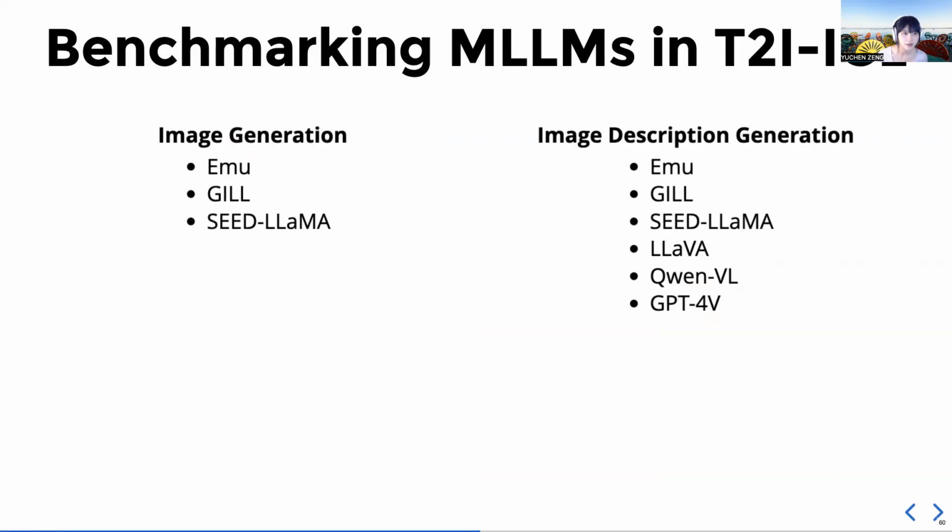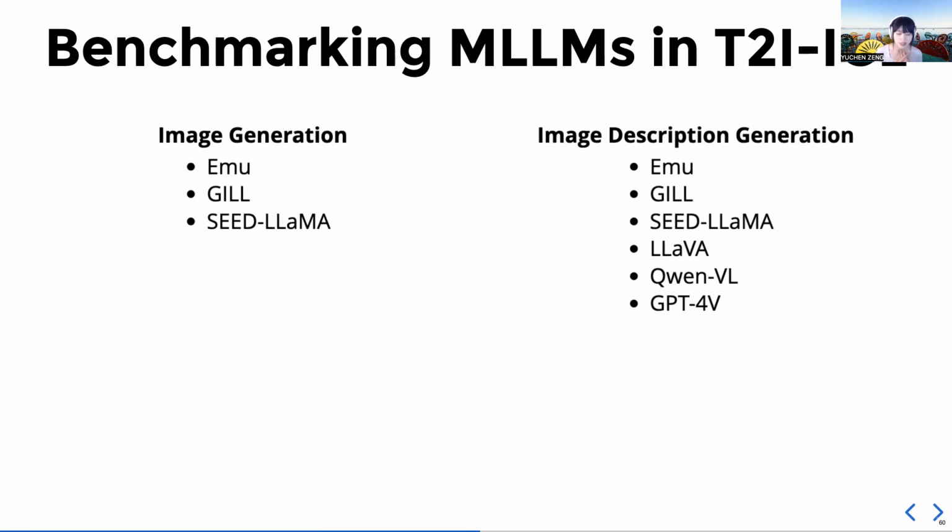So actually, we know that there are some MLMs that are able to generate images, such as EMU, GILL, and SEED-LLaMA. But there are many more famous MLMs that do not possess this capability, such as LLaVA, Qwen-VL, and GPT-4V. We know that if we use ChatGPT, it can generate images, but that's not GPT-4V. What they're doing is calling the diffusion model, DALL-E 3, in their user interface. So GPT-4V itself cannot generate any image.